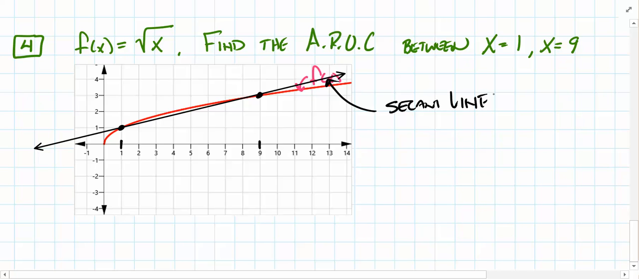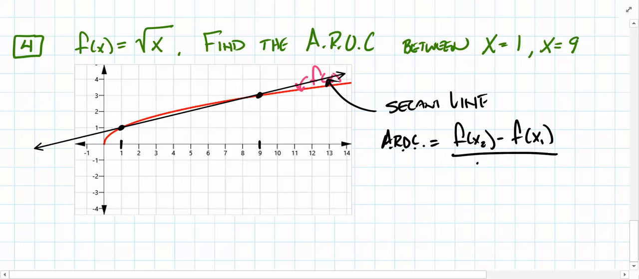So what are we going to do? Well, the average rate of change, which I'm calling AROC, is going to be f of x2 minus f of x1 all over x2 minus x1. So it's basically this distance, right? That's my change in y over that distance. That's my change in x. See it? It's nothing more than the slope formula. Okay?